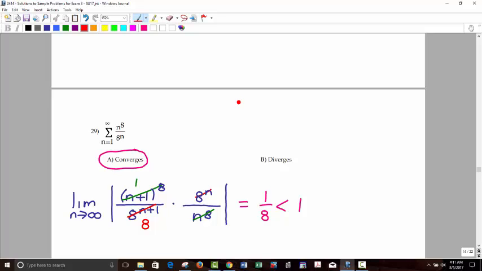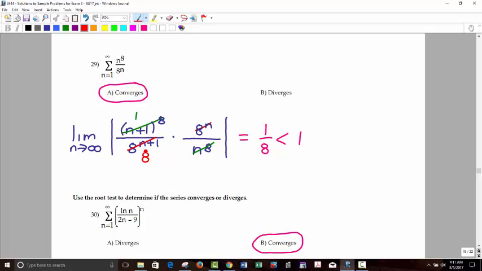Okay, pretty easy ratio test here. n plus 1 to the 8th over 8 to the n plus 1. Flip it over, 8 to the n over n to the 8th, and you'll have 8 on bottom, because remember that's the same thing as saying 8 to the n times 8 to the 1. Heck, you could even put a number in there for n if you wanted to check, and you would see it would be 1 over 8.